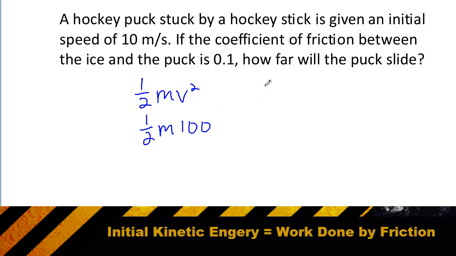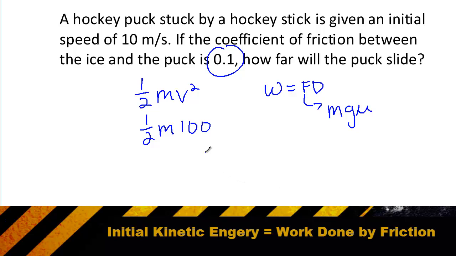Our equation for work is simply our force times our distance. The only force in the problem is friction, and our equation for the force of friction is simply the mass of the object times gravity times the frictional coefficient. In this case, our frictional coefficient is 0.1. Because the object started moving and then stops, that means the work that's being done, or the energy that was taken out of the system, has to be equal to the initial kinetic energy in the hockey puck.